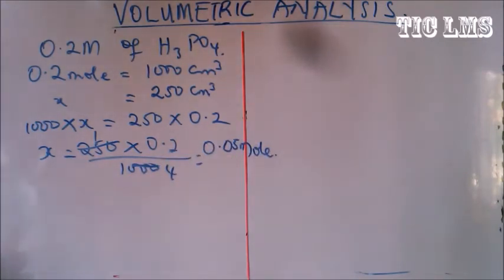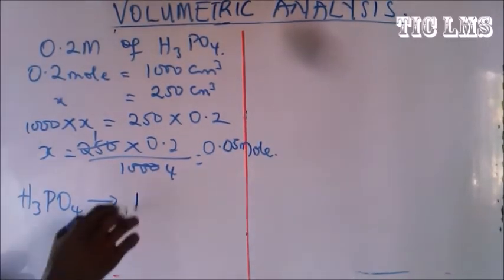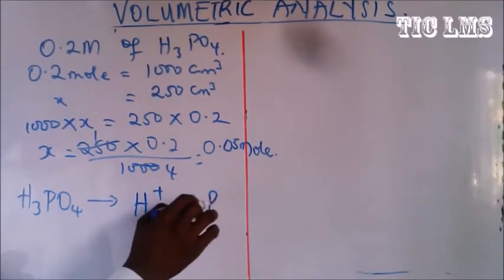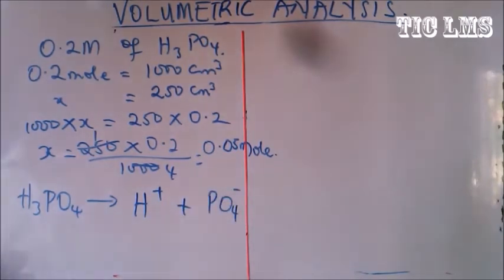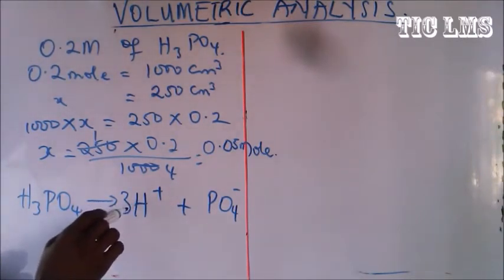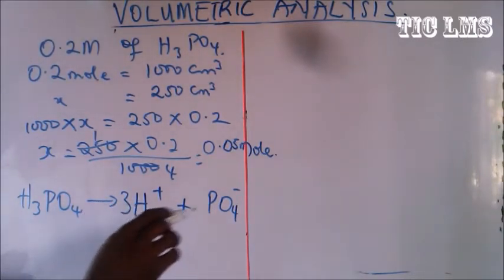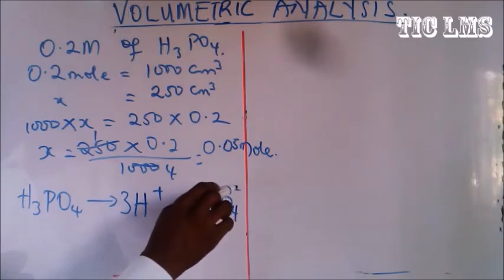Now we are to find the mass of hydrogen ion and tetraoxophosphate 5 ion. The first thing we need to do is to dissociate this acid into its ionic form. And when we dissociate it, we have H⁺ and PO4⁻. We have 3 over here. So 3 over here, that's 3 of hydrogen ion, and PO4 takes minus 3.